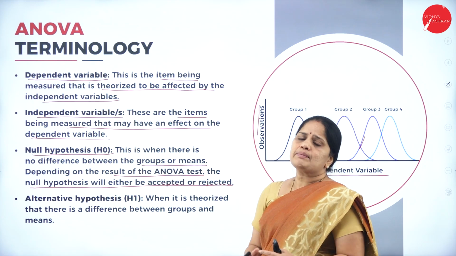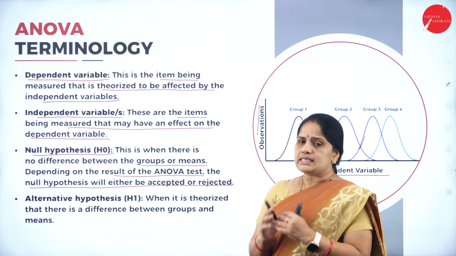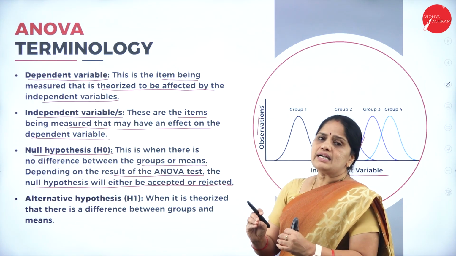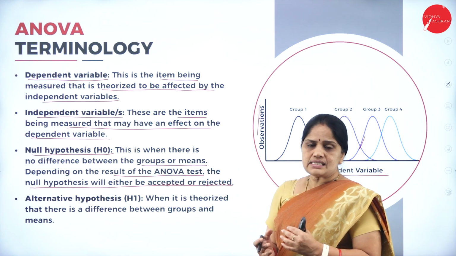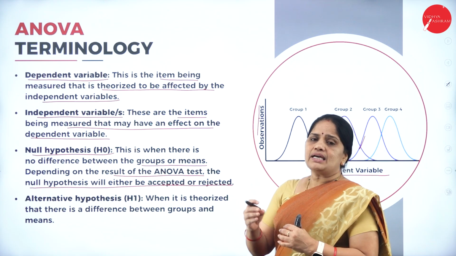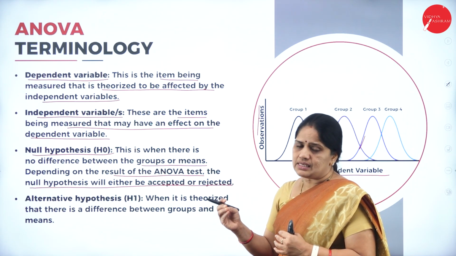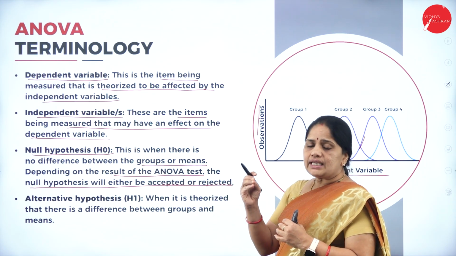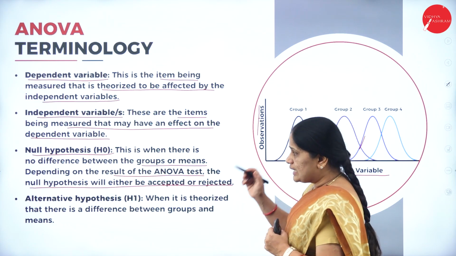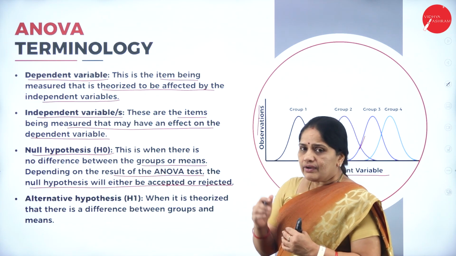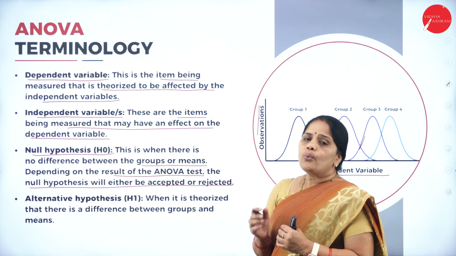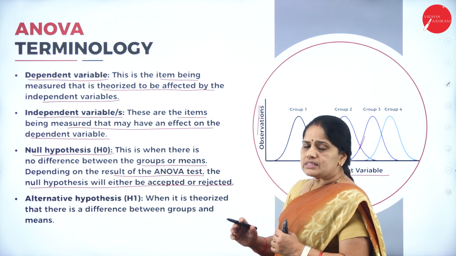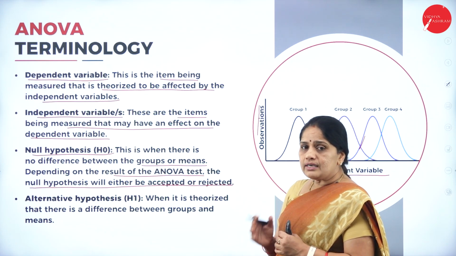Now, what is a hypothesis? A hypothesis is the expected result of the research. When the researcher is undertaking the research, he will expect to get a certain result. That result which he expects, we call the hypothesis, and with the help of ANOVA, we will be able to see whether this null hypothesis has been proved or disproved.